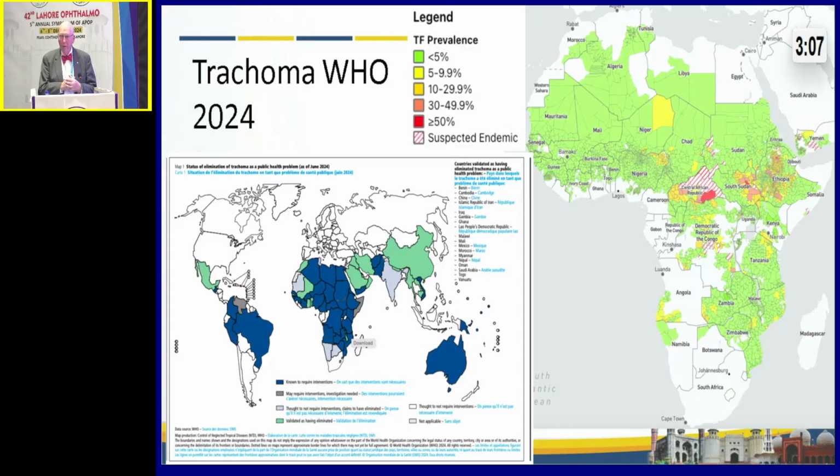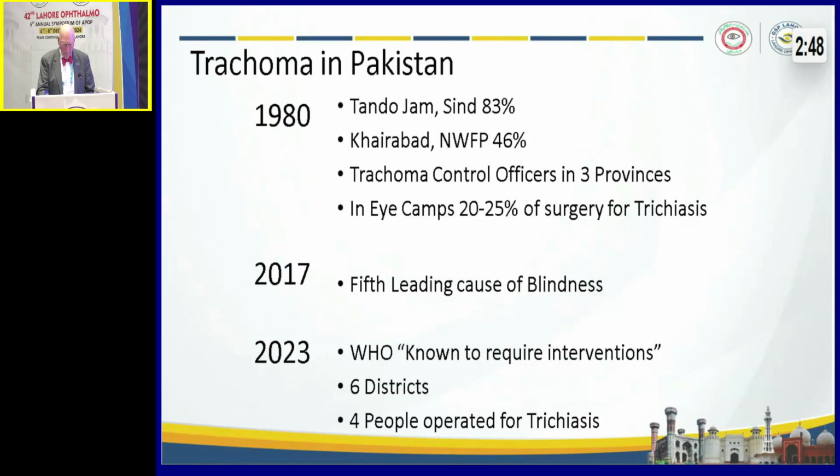It's gone from about 1.3 billion people worldwide to about 130 million. So a huge change. Most of the trachoma is in Africa, particularly in Ethiopia and in Nigeria, which are the two major problems.